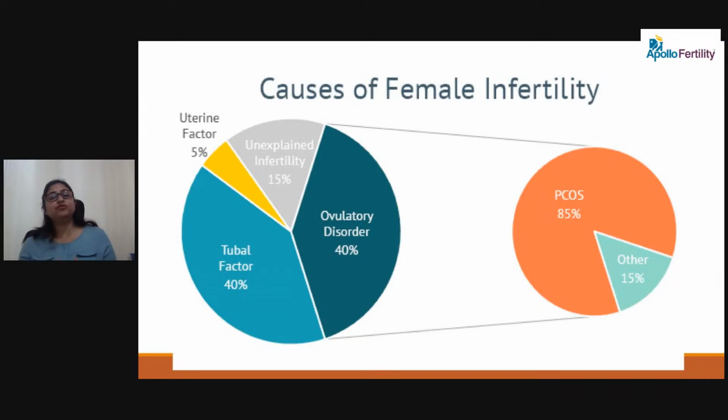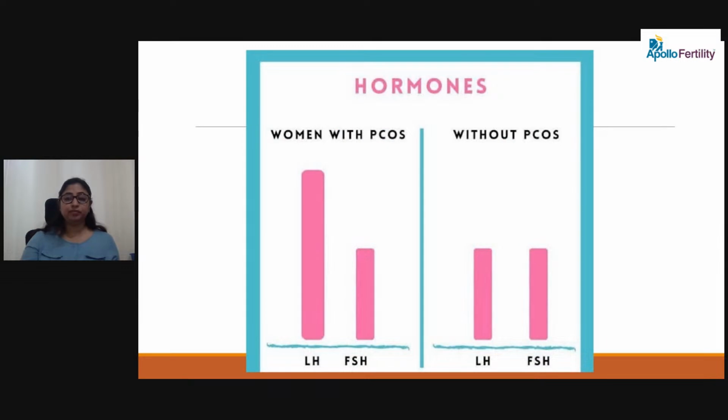So out of 100 women who have infertility, those 40 women who are having the ovulatory disorder, that means they are not able to release eggs, 85% will be because of PCOS. So it forms a major, a big chunk of the causes of female infertility.